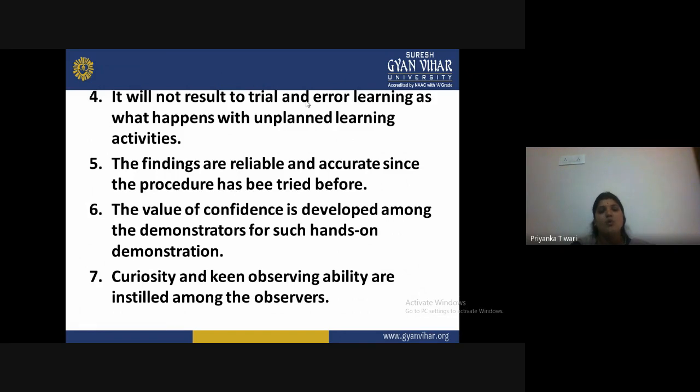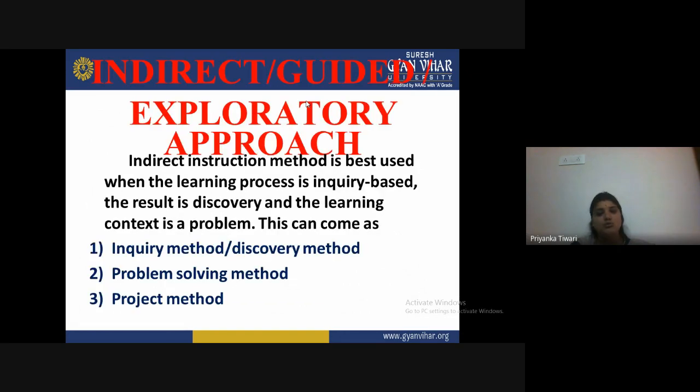The value of confidence is developed among the demonstrators for such hands-on demonstration. Curiosity and keen observing ability are instilled among the observers. So now, the indirect guided exploratory approach.